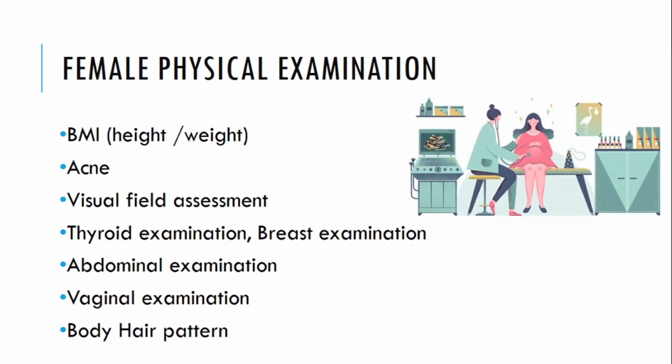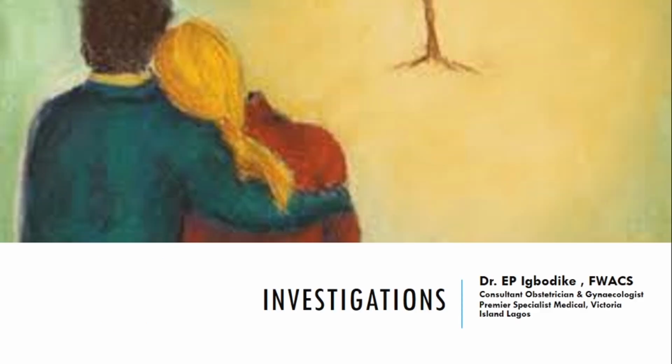So look for acne. Remember what we said during the history taking. The visual field assessment, with the help of the ophthalmologist, can be done for those that have pituitary tumors that can be compromised. Thyroid examination is important, and the breast examination too, looking for galactorrhea, which may be a pointer to the possibility of hyperprolactinemia. Abdominal examination, look out for fibroid and previous surgical marks. Vaginal examination is also important. Body hair pattern is also important.